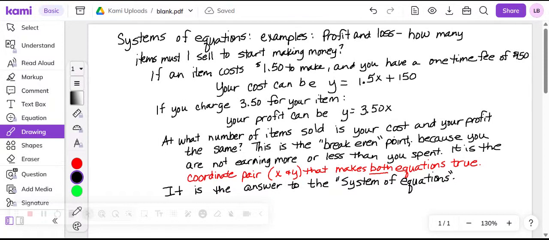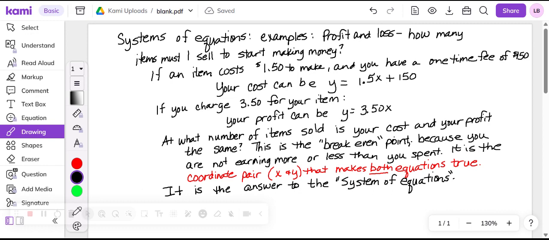This video is all about systems of equations. In a system of equations, you have two equations, and you're looking for the answer that will solve both equations. An example of when you might need a system of equations is profit and loss.